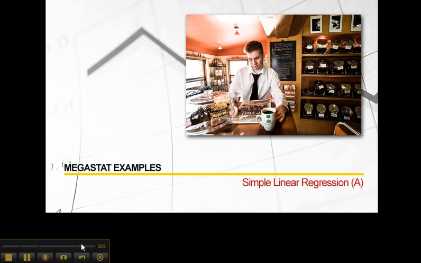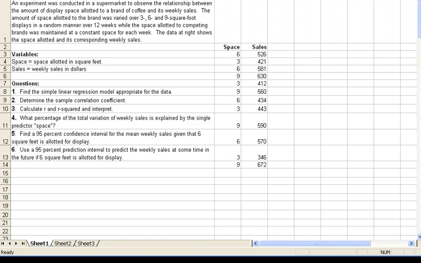As an example for a simple linear regression model, let's consider this question. An experiment was conducted in a supermarket to observe the relationship between the amount of space allotted to a certain brand of coffee and its weekly sales. The amount of space allotted to the brand was varied over 3, 6, and 9 square foot displays in a random manner over 12 weeks, while the space allotted to competing brands was maintained at a constant space for each week. The data shows the space allotted and its corresponding weekly sales.